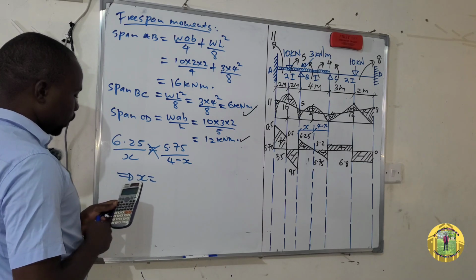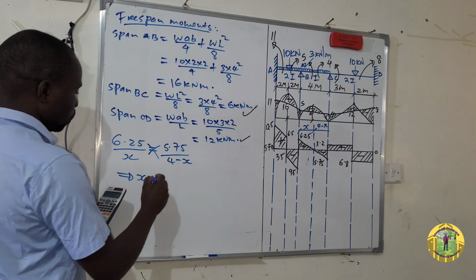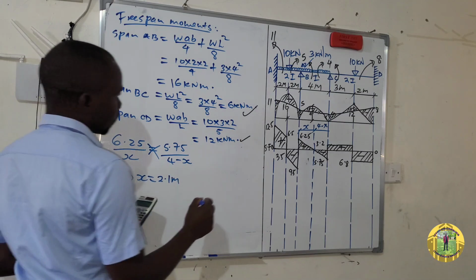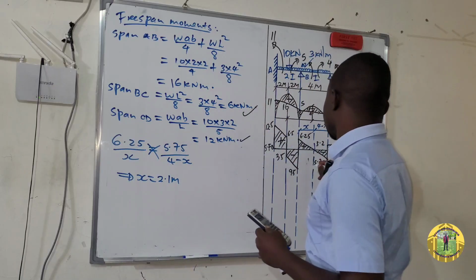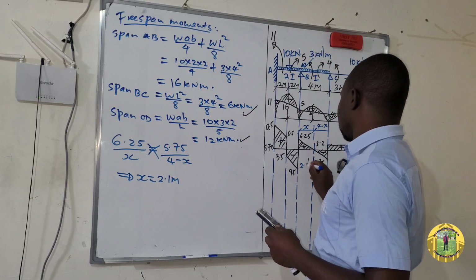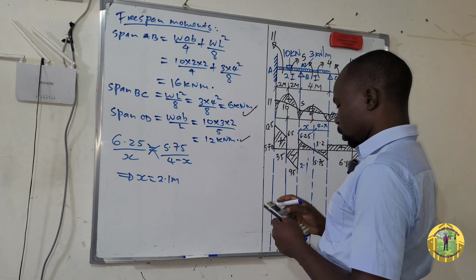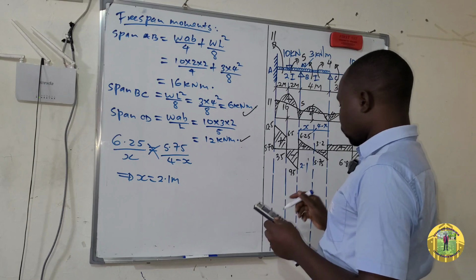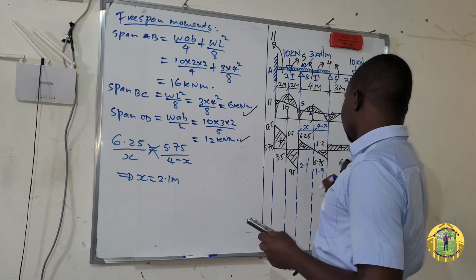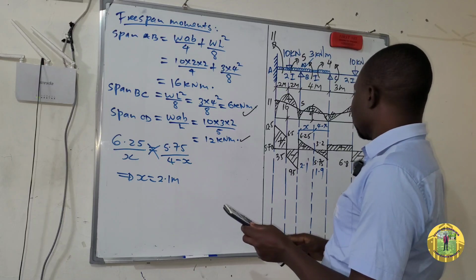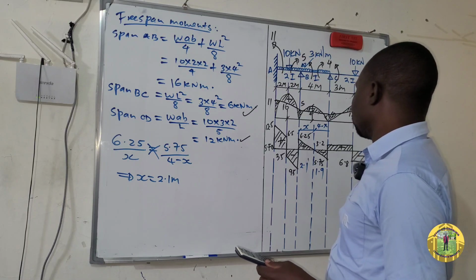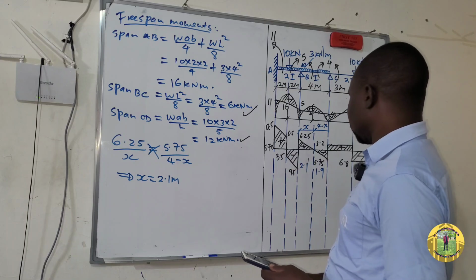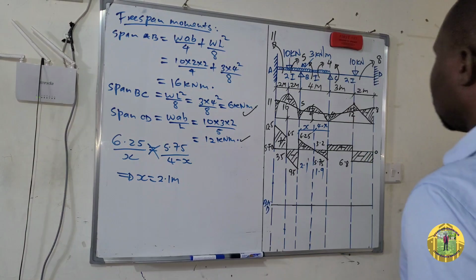So this is 2.08, let's say 1 meters. So here is 2.1, and then 4 minus 2.1 will be 1.9. So to draw the bending moment diagram using shear force diagram is as follows.